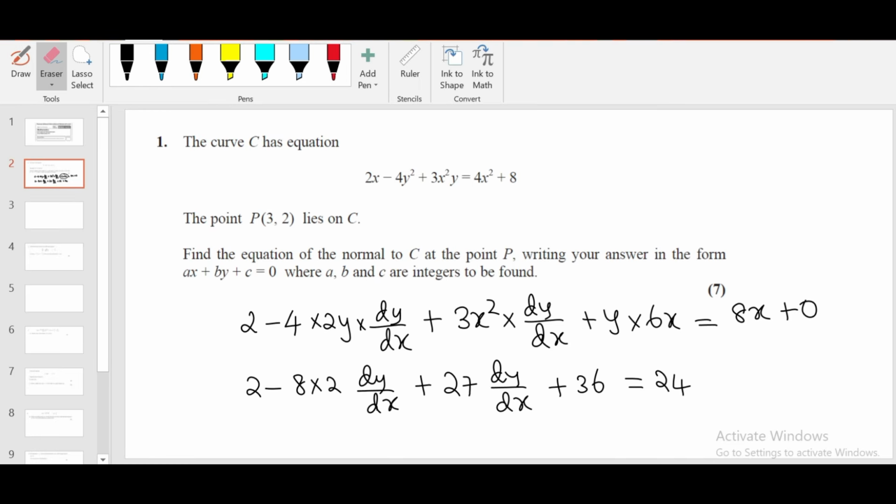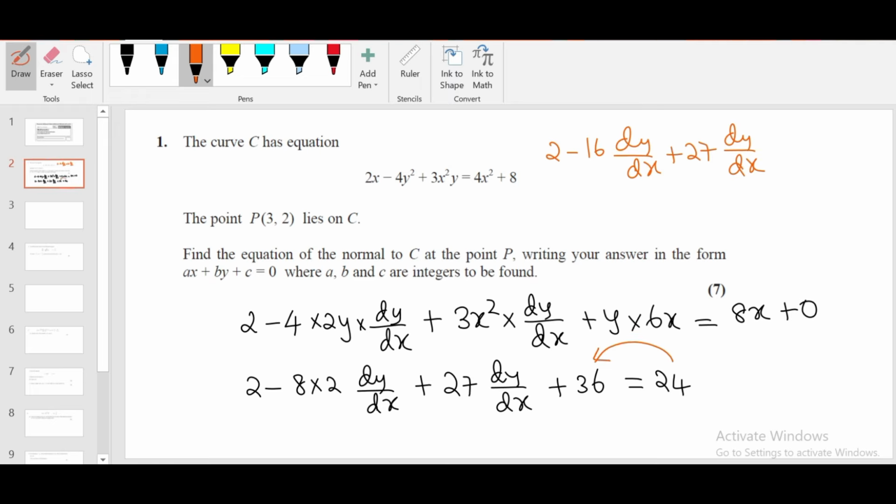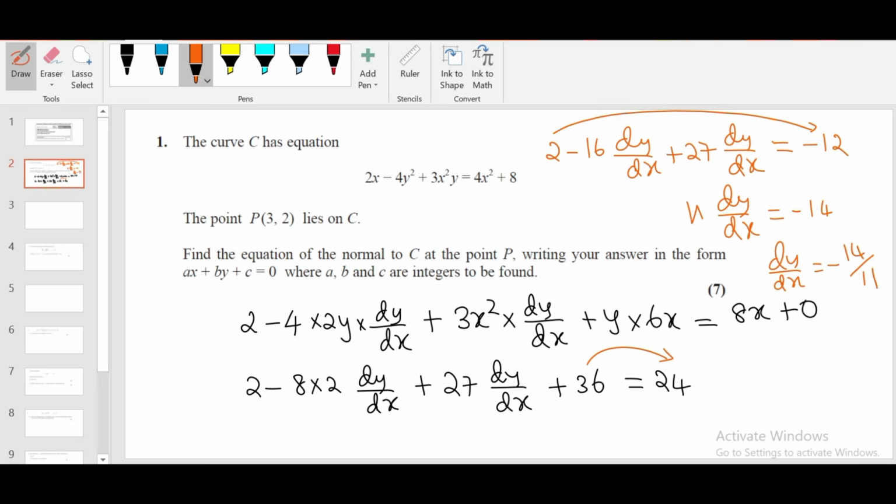Now make dy by dx the subject. You can write one more line. It's going to be 2 minus 16 dy by dx plus 27 dy by dx. Bring this number here, 36 minus 24, or I put 36 to the other side, 24 minus 36 is minus 12. So it's 11 dy over dx is equal to minus 12. Bring this to also minus 14. Dy over dx is equal to minus 14 over 11. That's the value of the slope of the tangent.